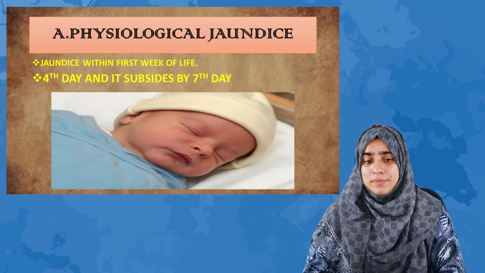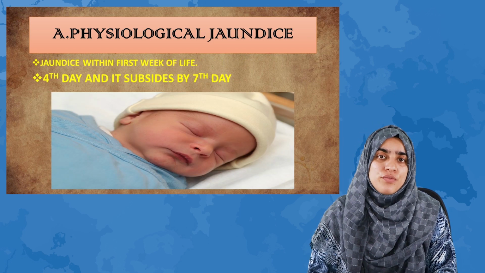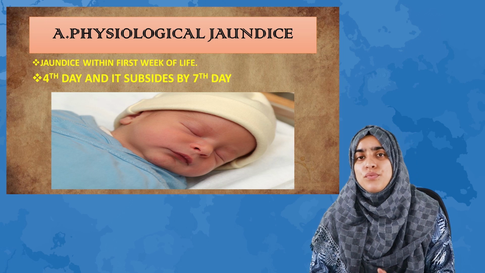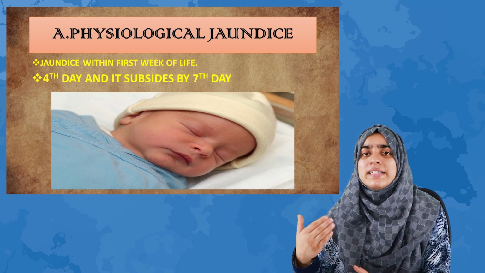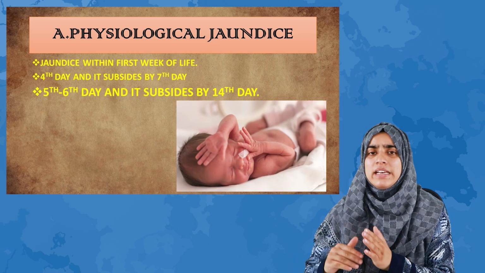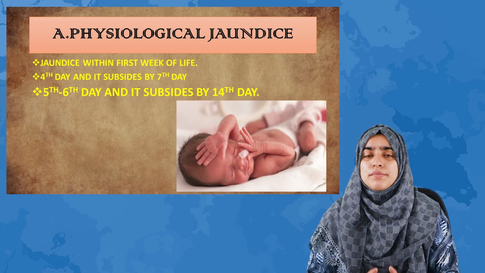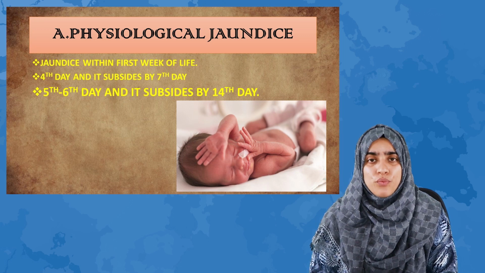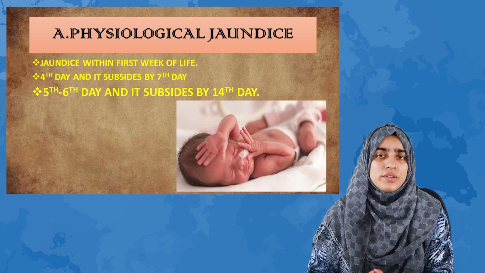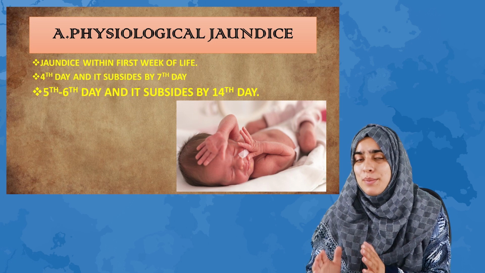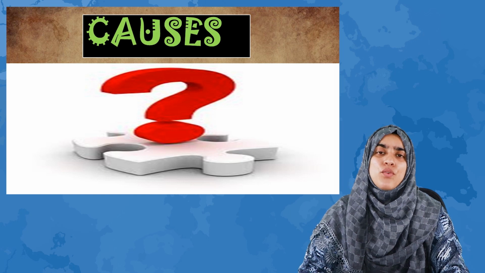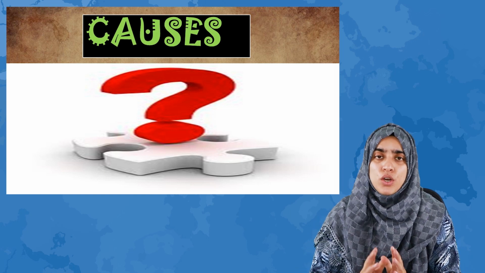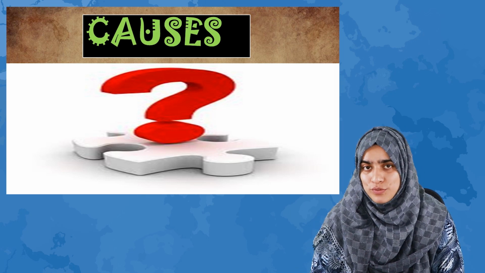In term babies, the maximum intensity of this jaundice is seen on the 4th day of life, and it will subside by the 7th day itself. In preterm babies, the maximum intensity is seen on the 5th to 6th day of life, and it will subside by the 14th day of life. What can be the causes for this jaundice, the jaundice seen in the first week of life?